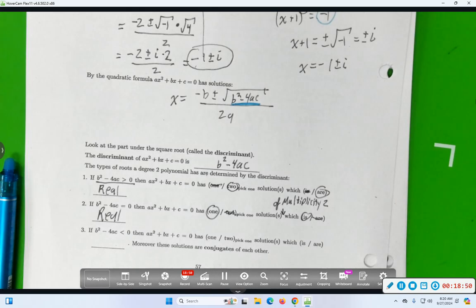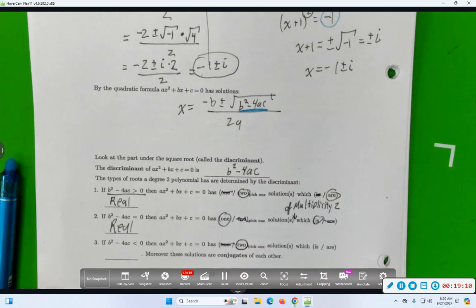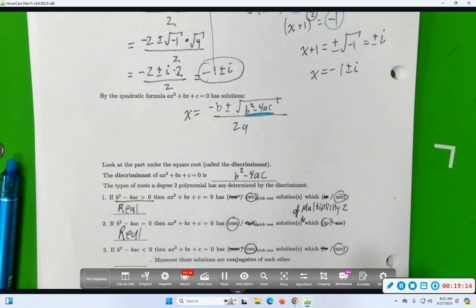All right. The case that the discriminant is negative. If the thing underneath the square root is negative, then same questions. How many roots do you wind up with? Two. You wind up with an imaginary number after you take that square root. It matters whether you add or subtract it. You'll have two solutions, which are real or complex?